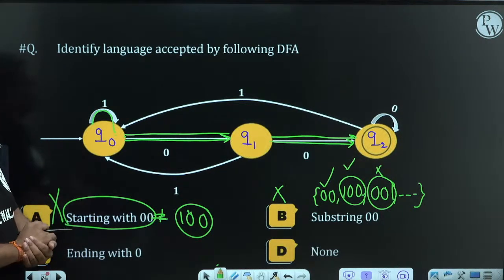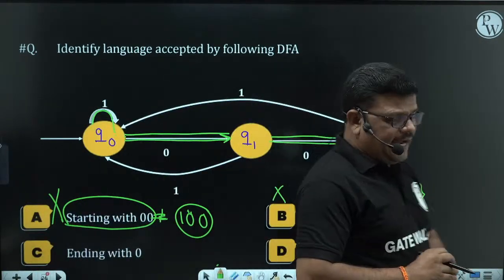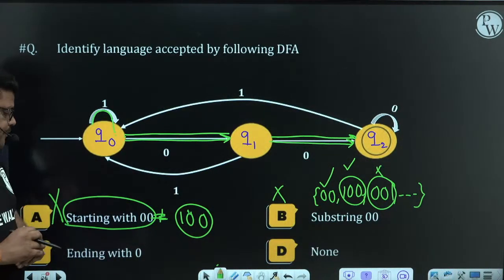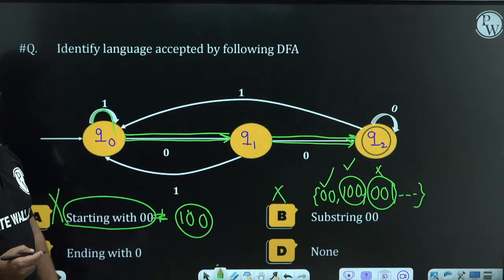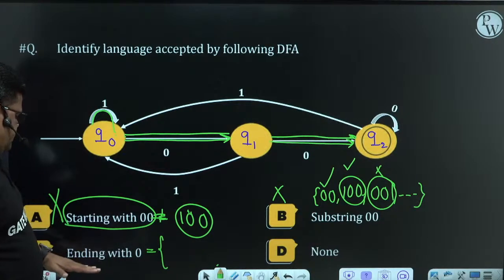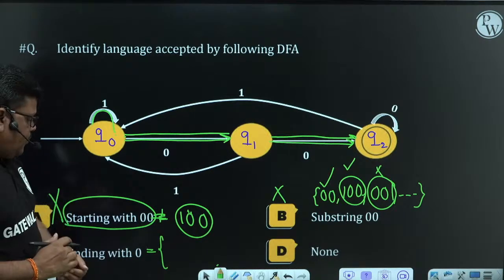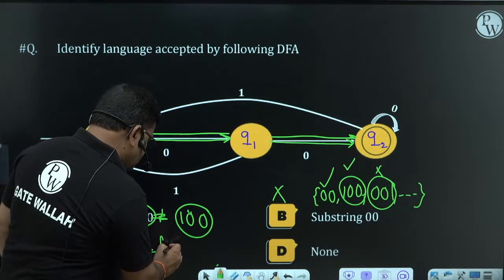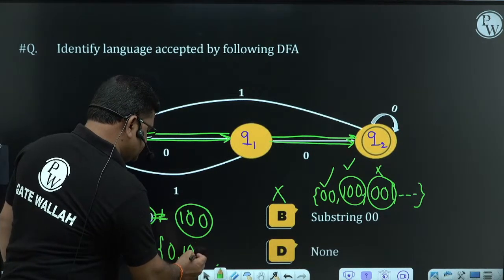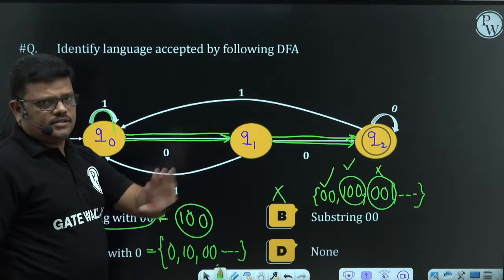So substring 00 is not the language accepted by this DFA. Come to option C. Many people are confused about option C. What is option C here? Ending with 0. Many students are saying that the language accepted by this automata is ending with 0. Is it true? First, let us try to generate strings possible according to this condition. Ending with 0 means 0 is a valid string, 10 is valid, two zeros valid, and so on. This is an infinite language.